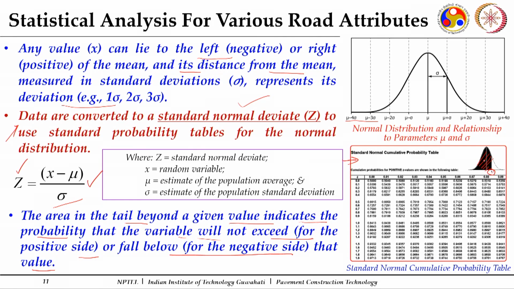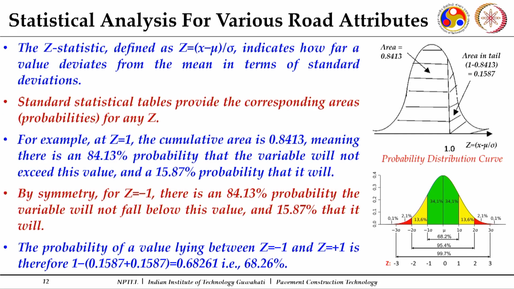That gives us the probability, specifically how much probability there is that the result lies in this range, and how much probability there is that it exceeds this particular value. So, this helps us get an idea about where our results are expected to lie. This standard normal deviate, which is your Z statistic, is defined as the deviation from the mean with respect to the standard deviation, and indicates how far a value deviates from the mean in terms of standard deviation. Then we use these standard statistical tables for the corresponding area.